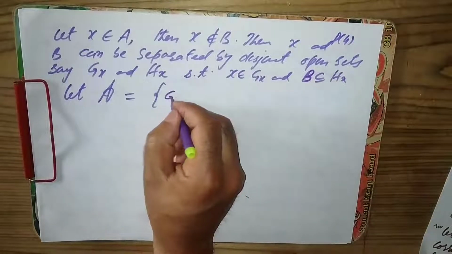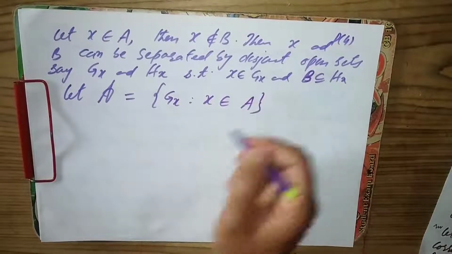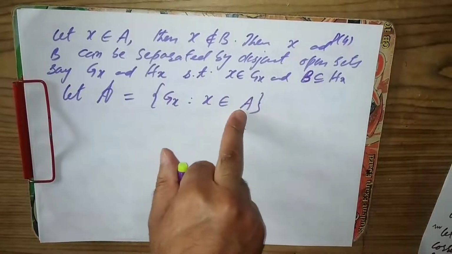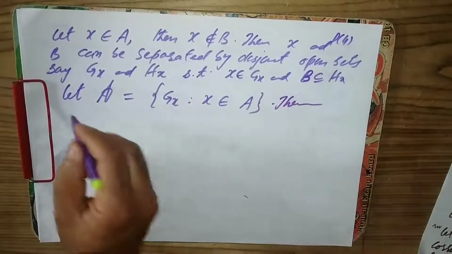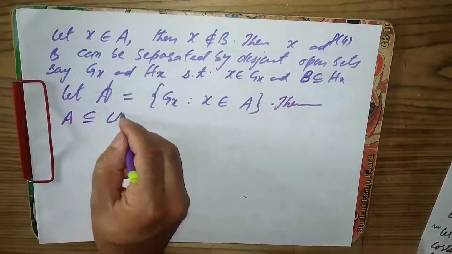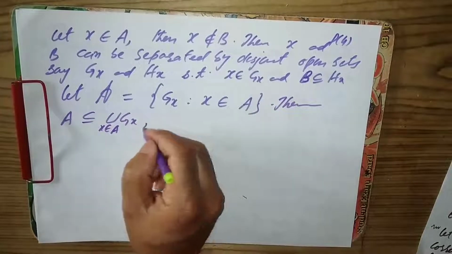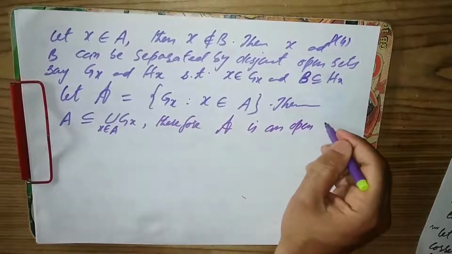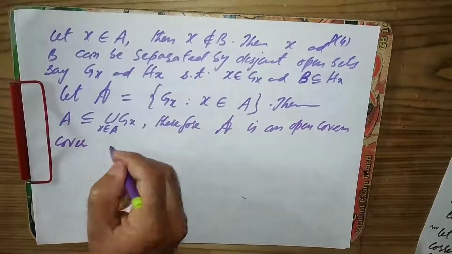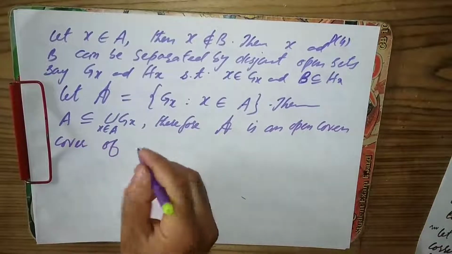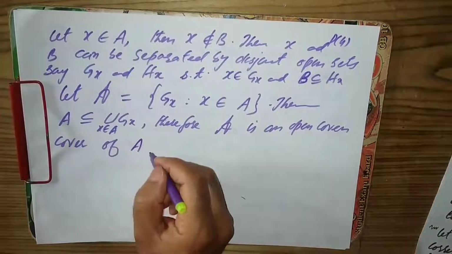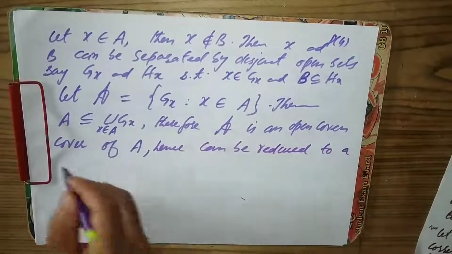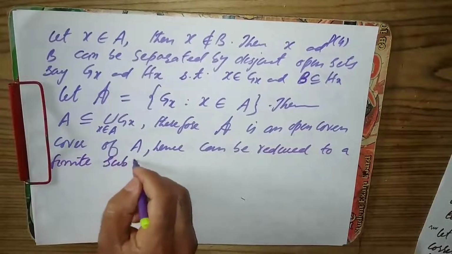So now let's take this class of Gx where X is in A. Each such Gx contains X. So it means that the set A is a subset of the union of Gx, X in A. Therefore, this class is an open cover of A, and hence can be reduced to a finite subcover.